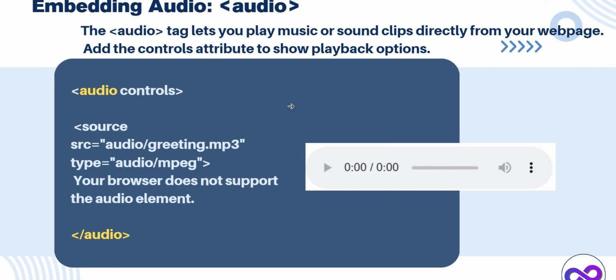Next, let's embed an audio to our web page. The audio tag lets you play music or a sound clip directly from your web page. You can add the controls attribute to show the playback options. So this is an example of our audio tag. Later on, we're going to use that one in our demo.